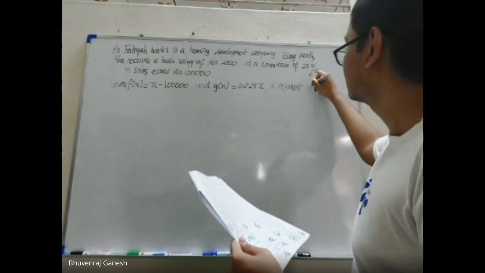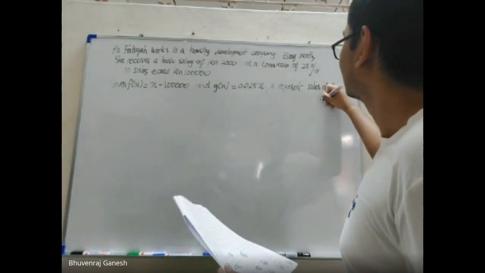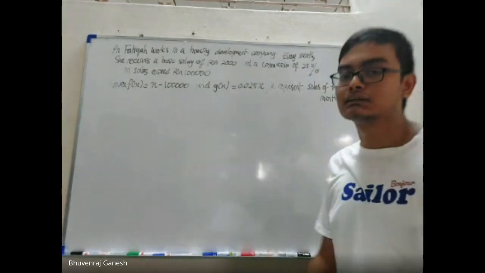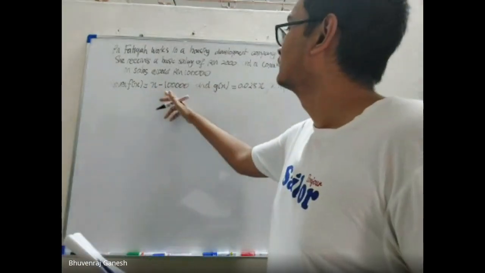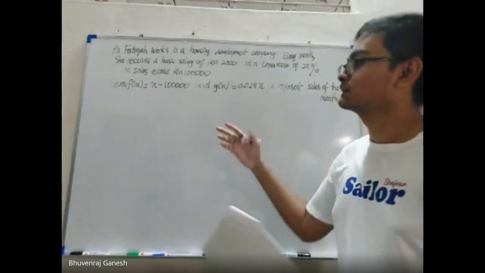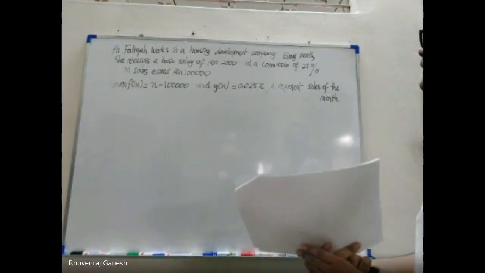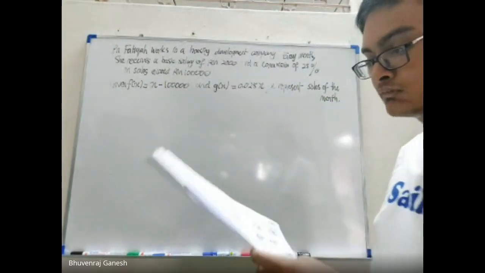So they tell you x represents sales of the month. So it makes sense. When you get sales of the month, you will be charged the commission, so you can get extra money. And also from the sales of the month, you minus 100,000 to see what is the balance after you exceed 100,000. From there, they will charge the commission of 2.5%.